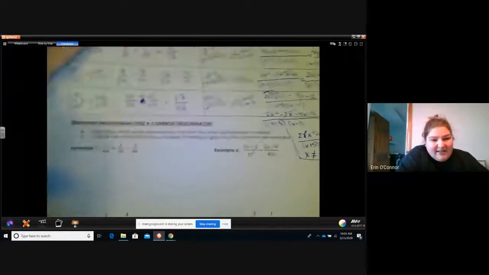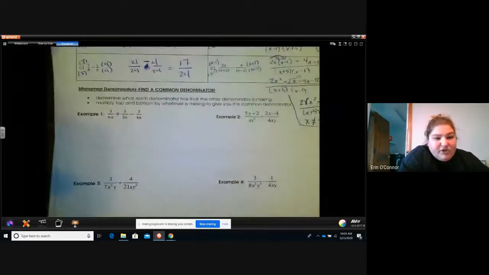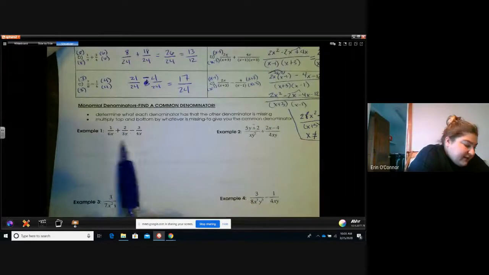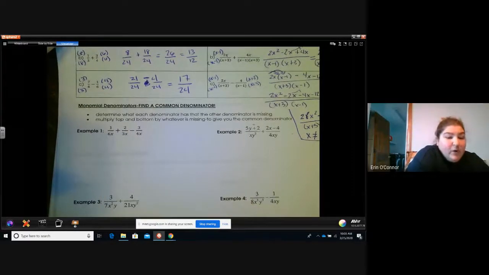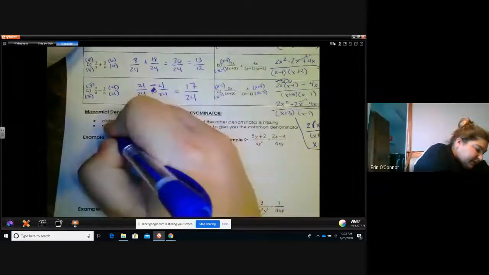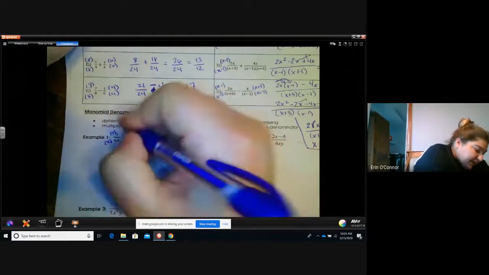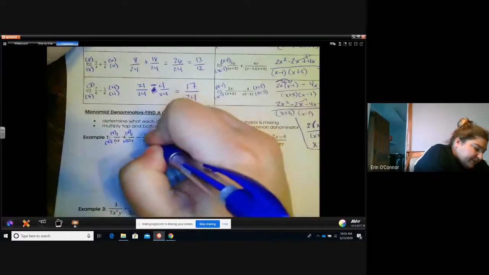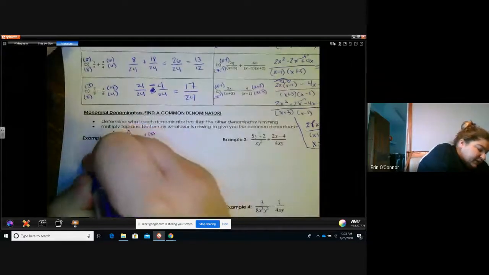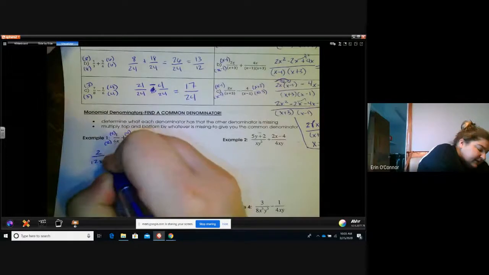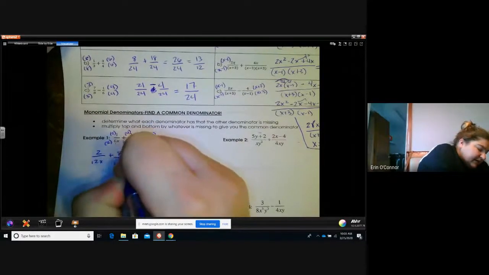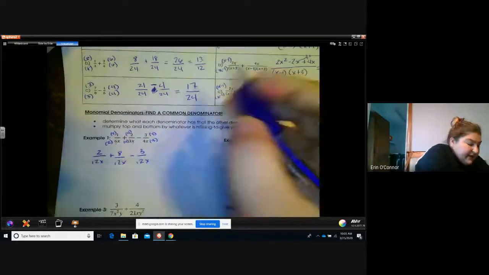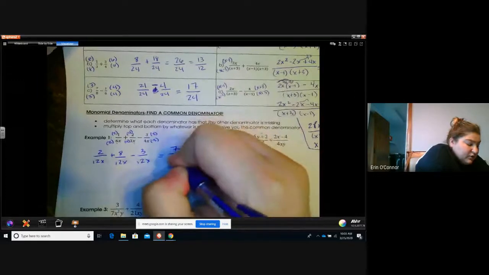Determine what each denominator has that the other denominator is missing. Then multiply the top and bottom by whatever is missing to give you the common denominator. So here, a common denominator between 6, 3, and 4 can be 12. So to get this to be 12, I got to multiply by 2. To get this to be 12, I got to multiply by 4. To get this to be 12, I got to multiply by 3. So I have 2 over 12x plus 8 over 12x minus 3 over 12x. 2 plus 8 is 10, minus 3 is 7 over 12x.